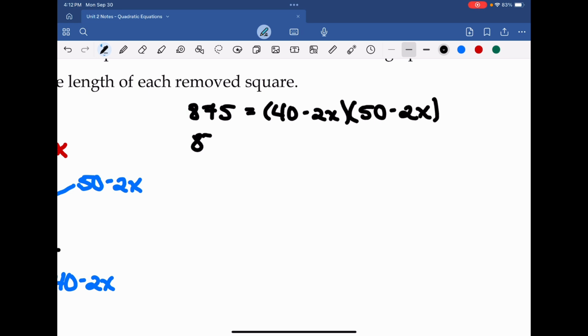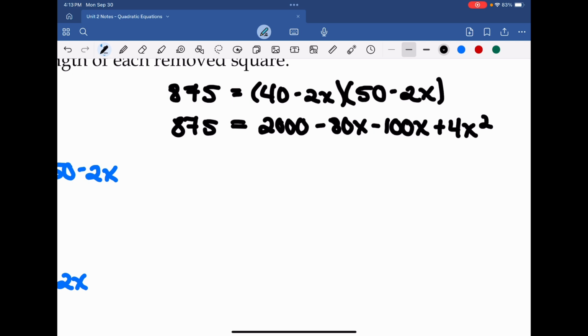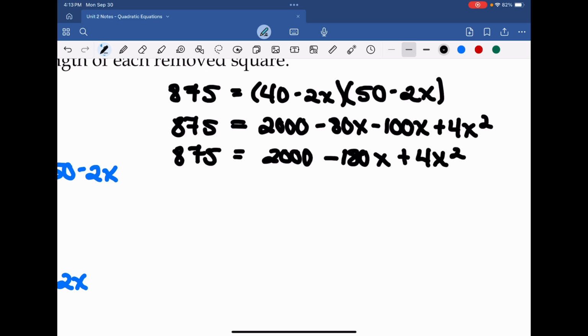Now, when we expand this out, we're going to get 875, which stays the same for now. 40 times 50 is going to give us 2,000. 40 times negative 2x is going to give us negative 80x. Negative 2x times 50 is going to give us negative 100x. And then negative 2x times negative 2x is going to give us positive 4x squared. Now, from here, we want to collect the like terms and then put everything to one side. I'm just going to keep 875 on the left for now. 2,000 minus 180x plus 4x squared.